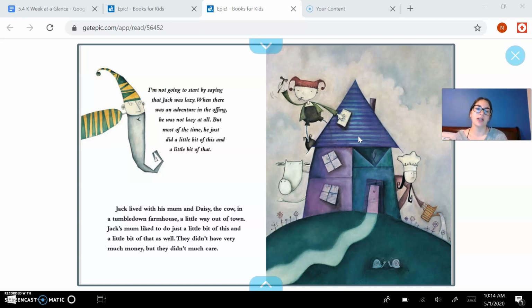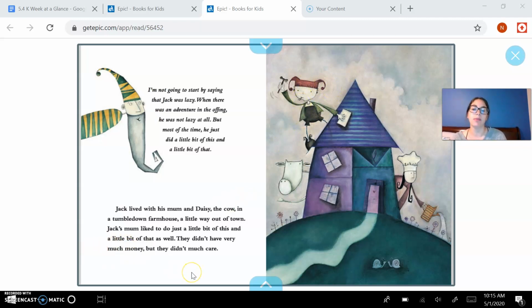Now we're going to find out a little bit more about the setting of the story, which is where it happens. I'm looking at the picture, and it looks like he lives in a house. I see a cow, so maybe he lives on a farm, because usually cows live on farms. And I'm thinking this must be Jack.